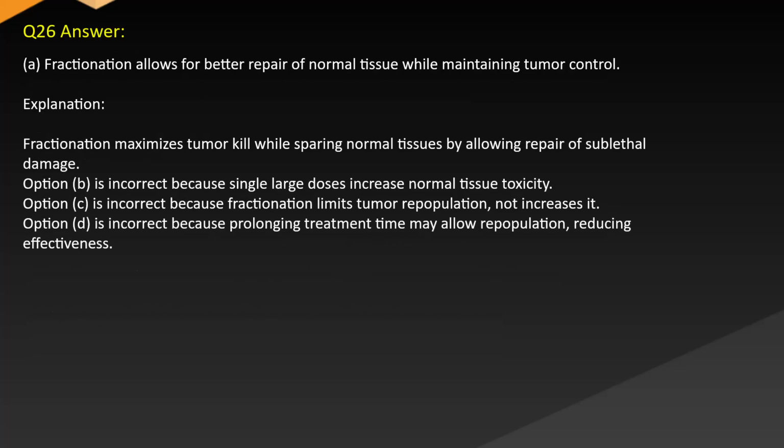Answer: A. Fractionation allows for better repair of normal tissue while maintaining tumor control. Explanation: fractionation maximizes tumor kill while sparing normal tissues by allowing repair of sublethal damage. Option B is incorrect because single large doses increase normal tissue toxicity. Option C is incorrect because fractionation limits tumor repopulation, not increases it. Option D is incorrect because prolonging treatment time may allow repopulation, reducing effectiveness.